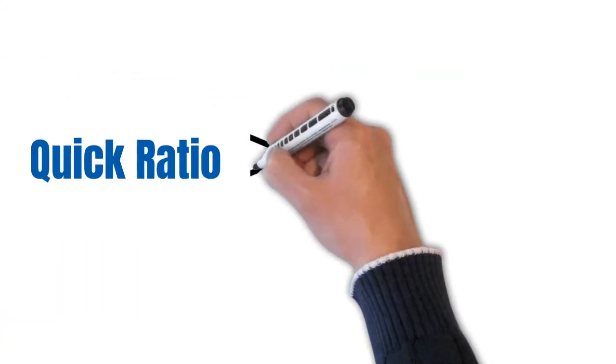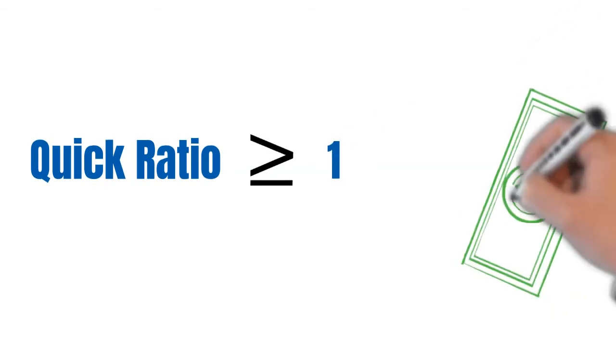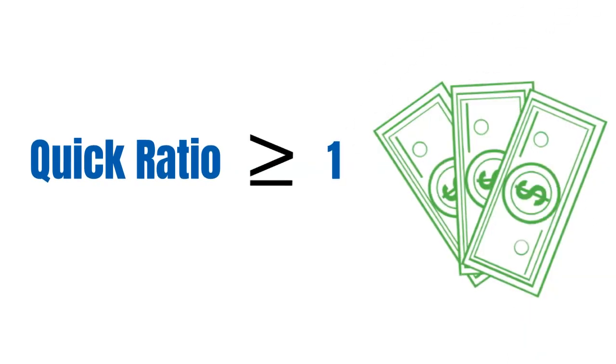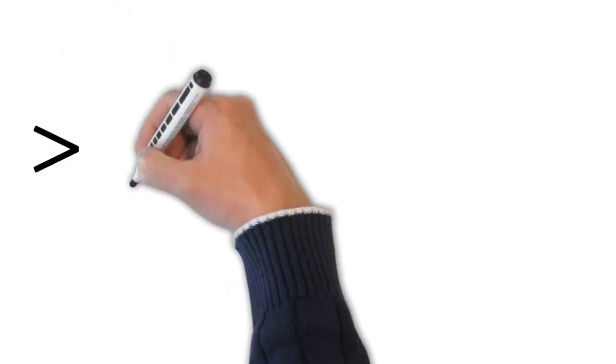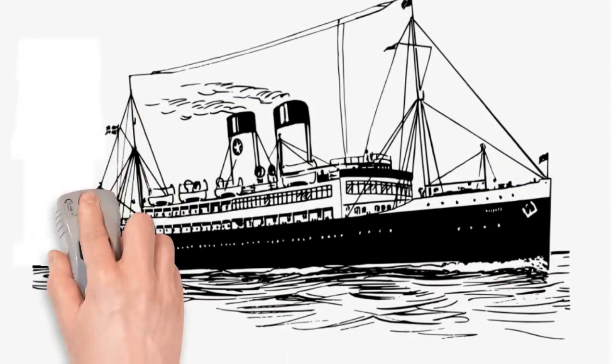A quick ratio equal to or greater than 1 means your business has enough quick assets to cover its current liabilities. Under 1, and you might just be in trouble with Snake Eyes Charlie. Hopefully your liabilities are slightly lower stakes than a mafia-tied riverboat gambling ring.